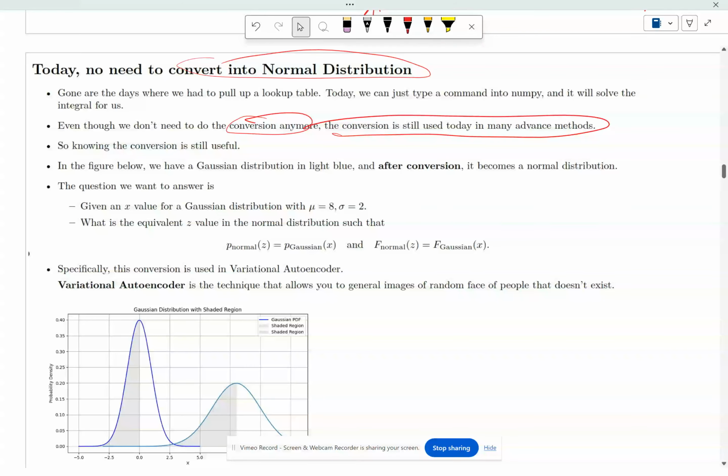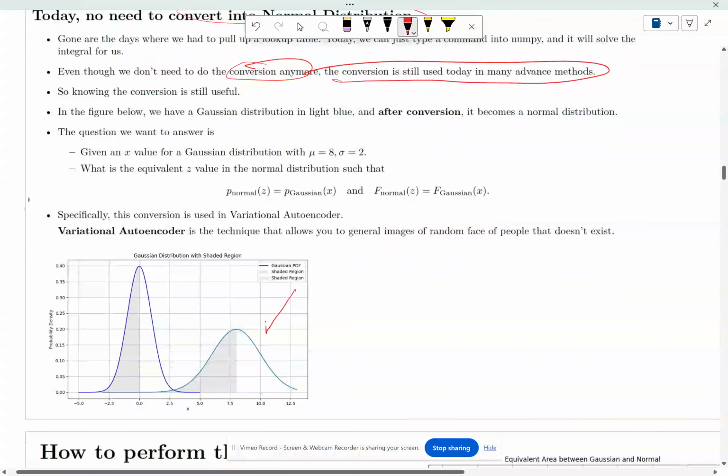So here, I have this distribution where the center is at 8, and if you were to do the conversion, this distribution will look like this. So notice, if you had the center at 8, that would be equivalent to the center at 0, where the area over here and the area here are identical. So knowing how to do the conversion is still very useful.